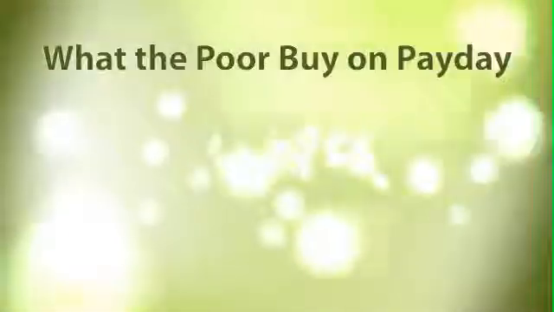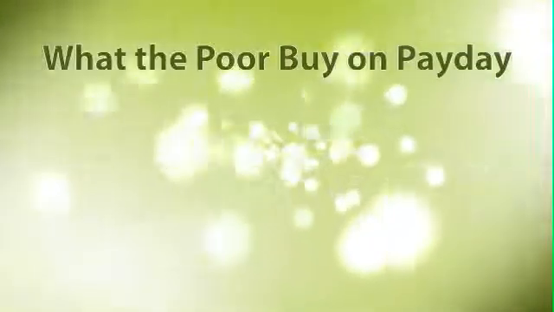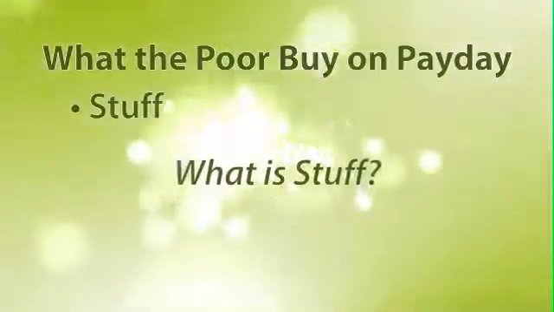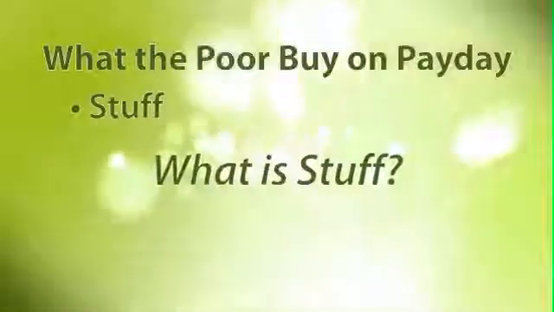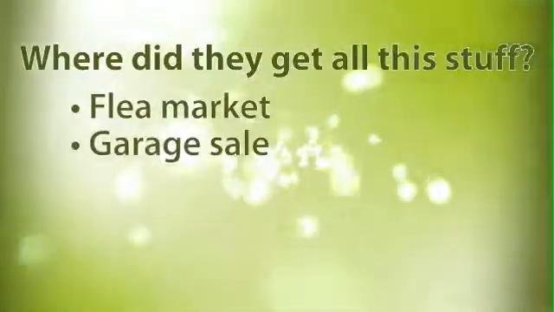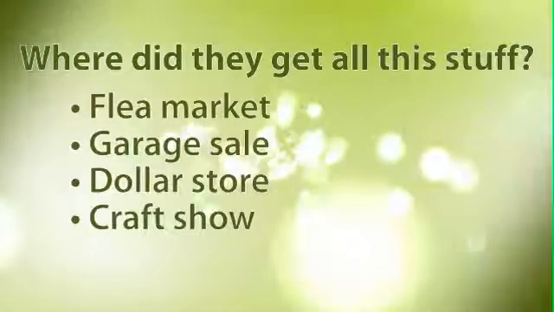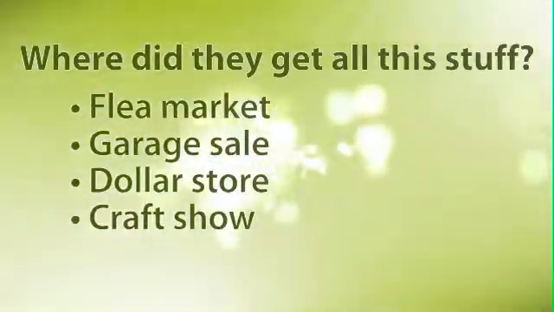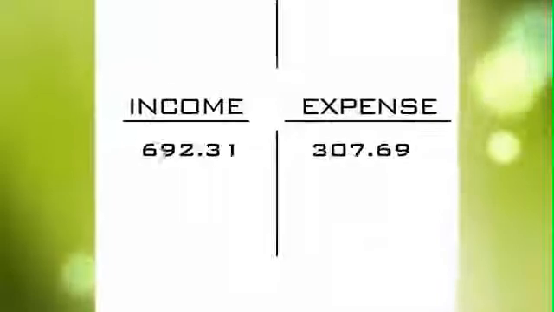Now let's look at what the poor buy on payday. On payday, the poor buy what I'm going to call stuff. What is stuff? Inexpensive things that people buy that they don't really need to survive. You go into someone's house and you can't find any counter or tabletop space in the whole house because of all the stuff on it. You can't find a single foot of white space on any wall in their house because of all the stuff that's hanging on it. Where did they get this stuff? They bought it at the flea market, at the garage sale, at the dollar store, at the craft show. Their house and their car is full and cluttered with stuff. So income comes in on payday and then goes straight out the expense column to buy stuff.